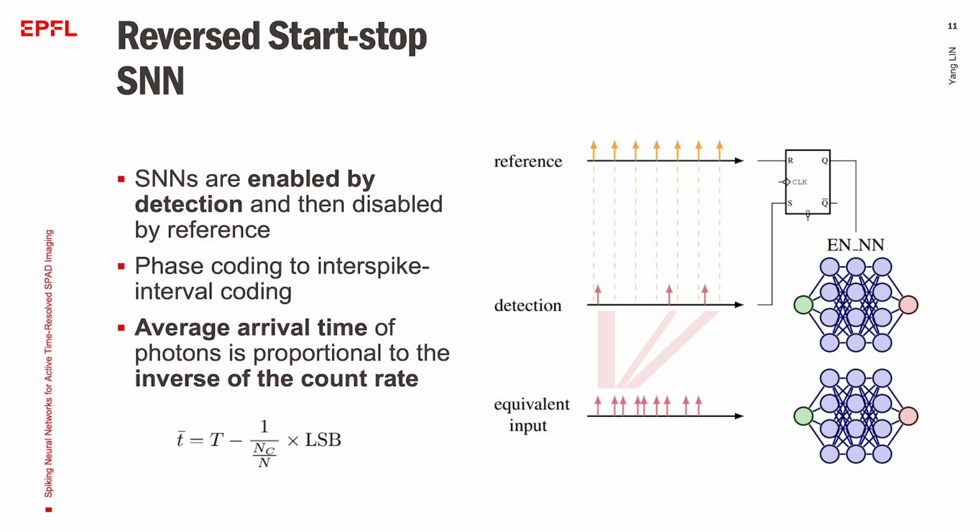With such an architecture, the phase-coded spike trains are transformed into interspike-interval-coded ones, and all the blank repetition periods are skipped. And one important feature that it brings is that the average arrival time of photons is proportional to the inverse of the count rate, which facilitates the training afterwards.